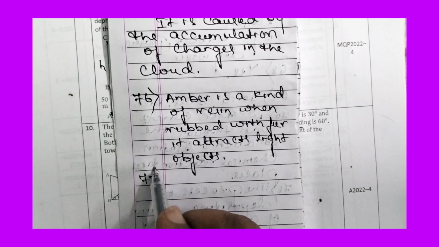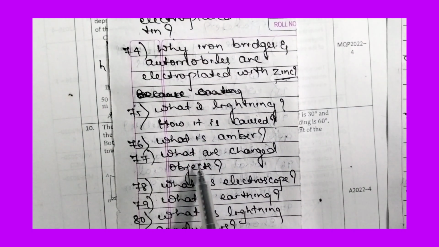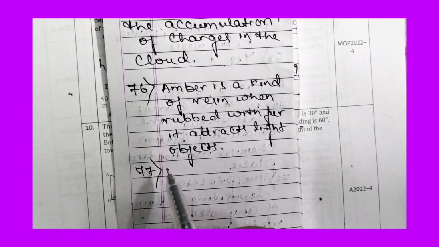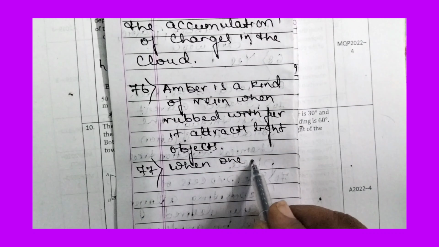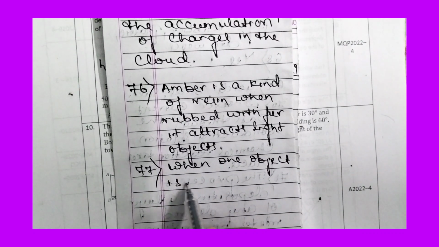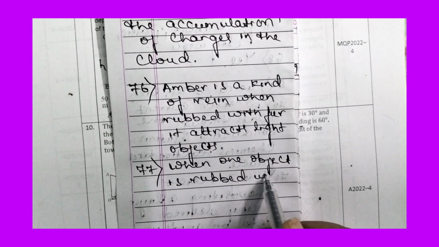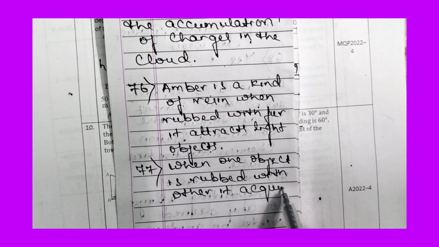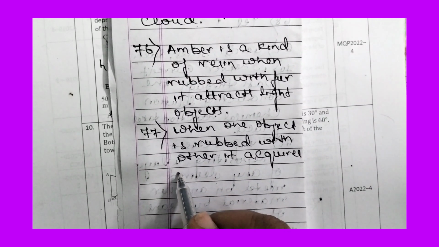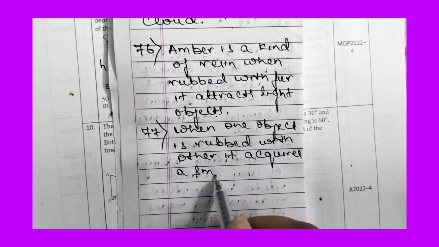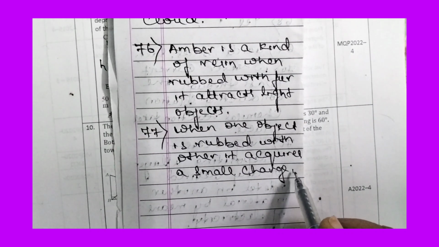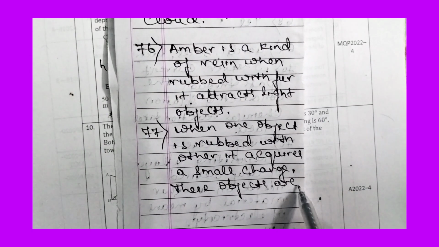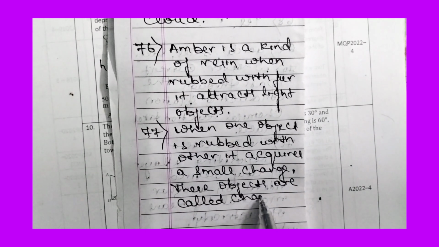Next, let us move to the 77th question. The 77th question is, what are charged objects? Now let us answer that one. When one object is rubbed with another, it acquires a small charge. These objects are called charged objects.